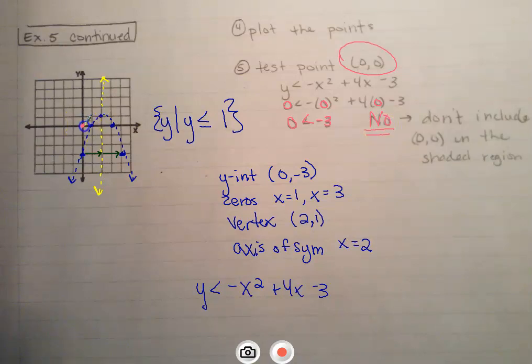So since this is not true, this is false, we shade the other region. The 0, 0, our test point falls outside the parabola. So we don't shade that, we shade the region inside the parabola. Since our test point was a no, it was false, we have to shade the other region. Okay, we don't include the region where our test point falls.